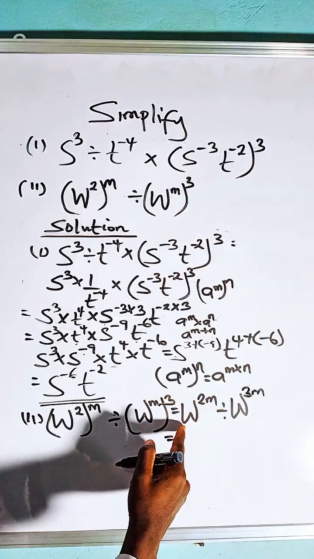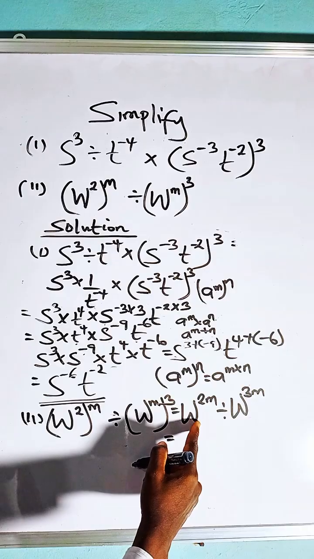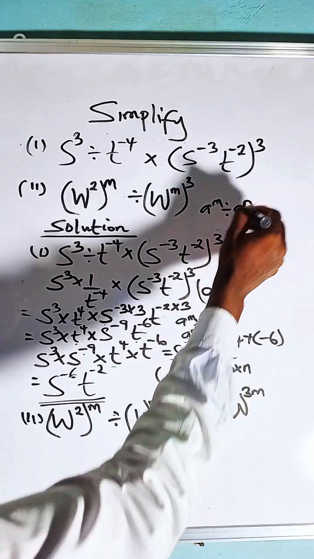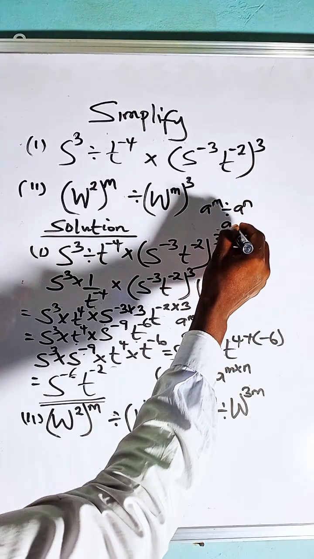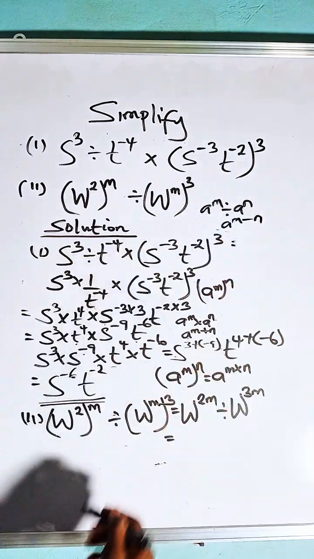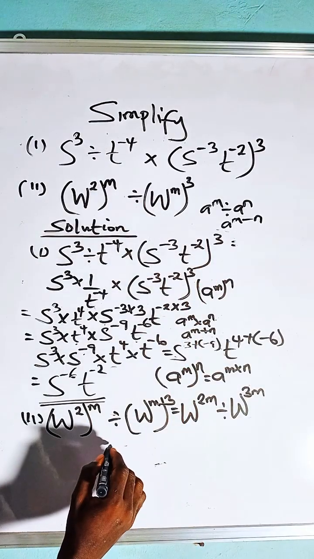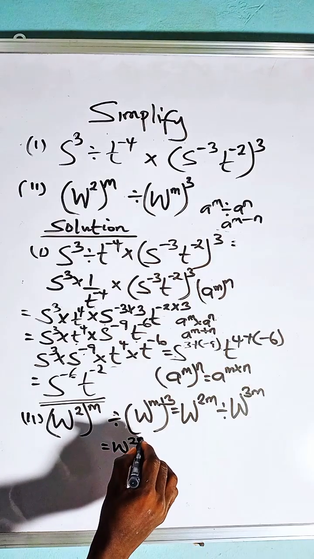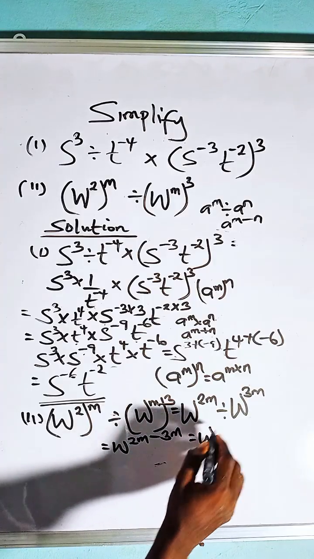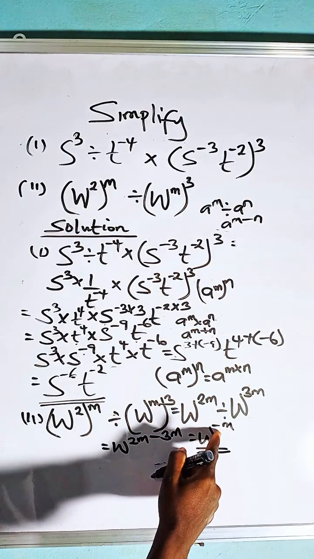So here, since we have the same base, the next law we apply is the division law of indices. That states that when we are dividing the same base, we bring out one, and we subtract the power. So when we apply this law here, we have w raised to the power 2m minus 3m. So for 2m minus 3m, we have minus m. So we have w raised to the power minus m.